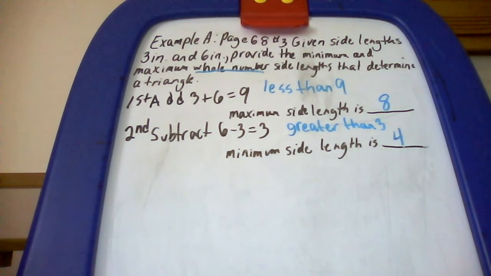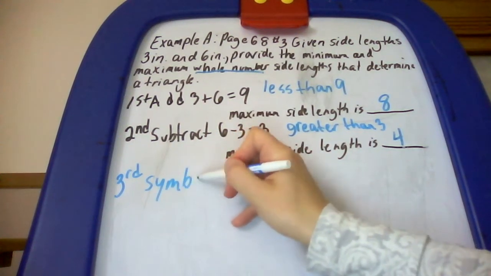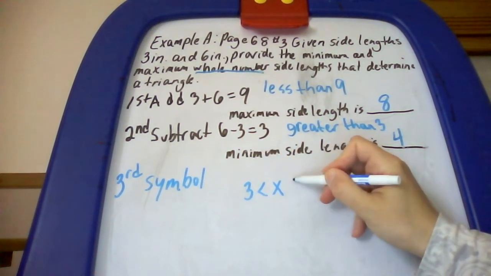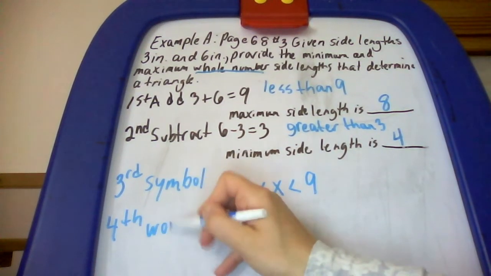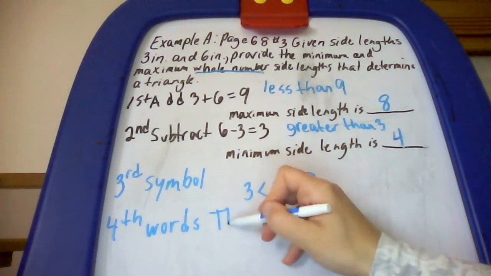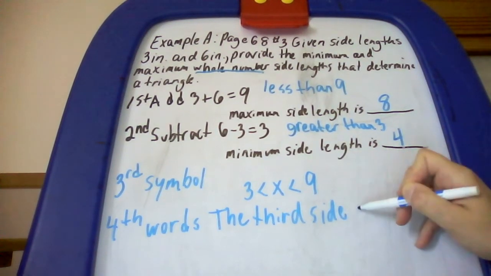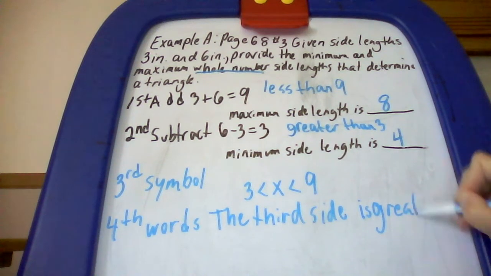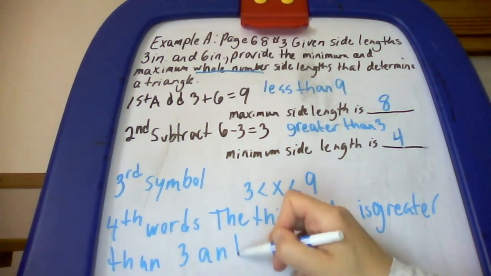Now, if you want to go further with your answer, you could explain this in symbols if you want. If you're talking about that third side, the third side had to be a number somewhere between 3 and 9. And then if you want to talk about this in words, you could say the third side is between, or is greater than 3 and less than 9.